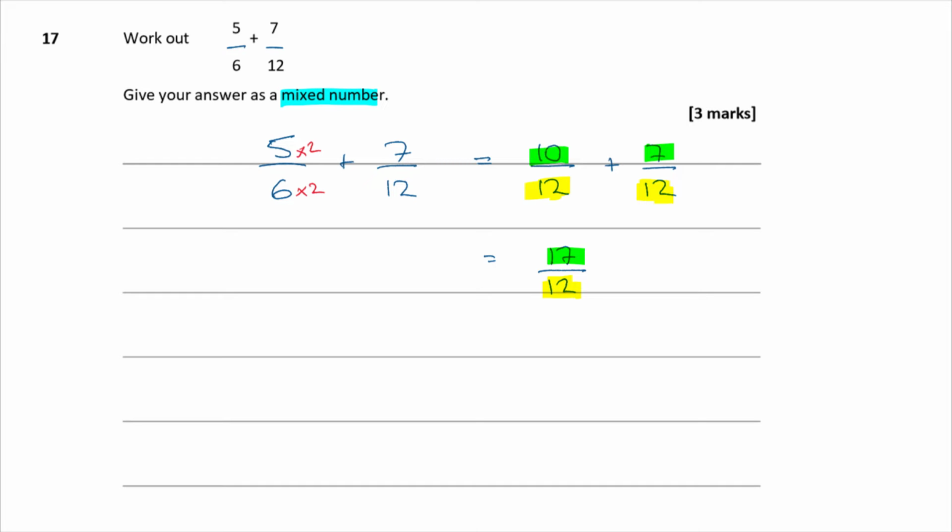Now a mixed number is a number that's made up of a whole number part and a fractional part. So in order to turn a top-heavy fraction or improper fraction into a mixed number, you need to actually do the division. You have to say, well, how many times does 12 go into 17? 12 goes into 17 once. So that's where the 1 comes from in the mixed number.